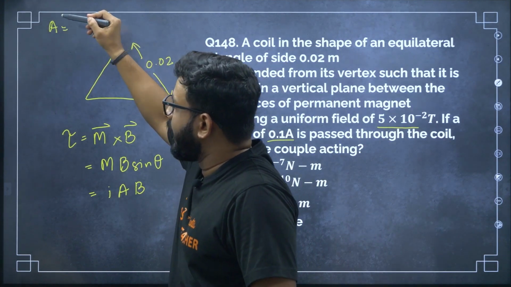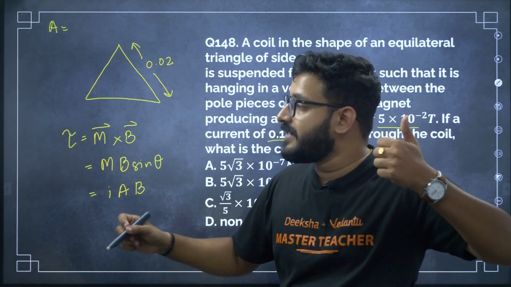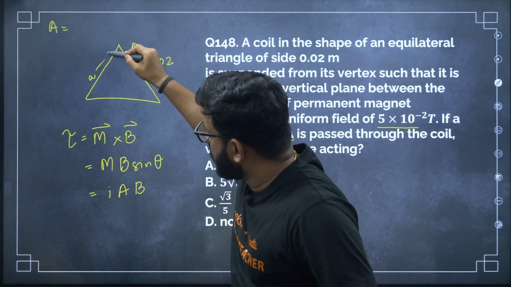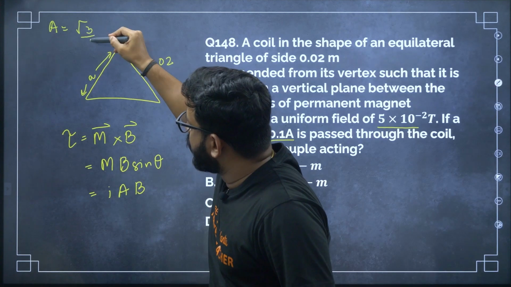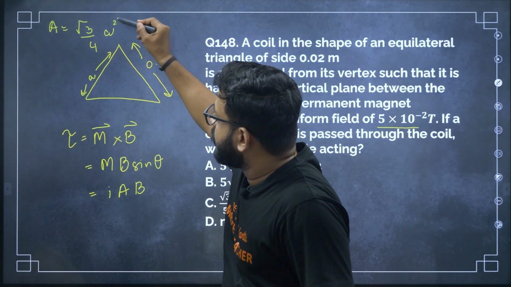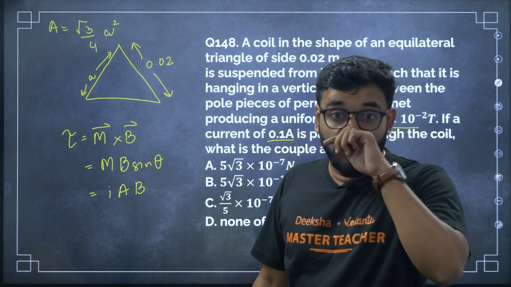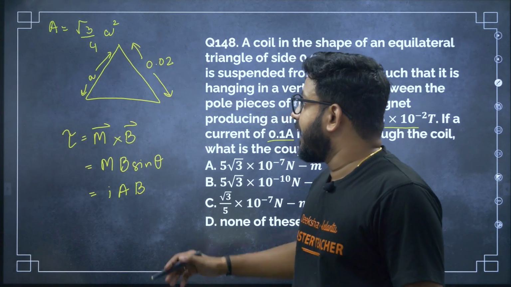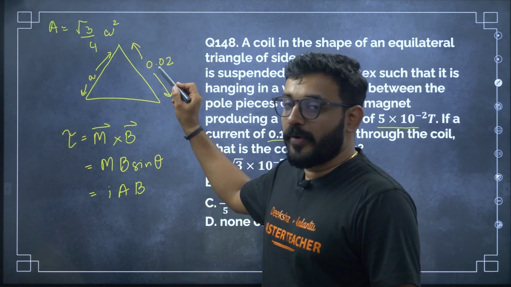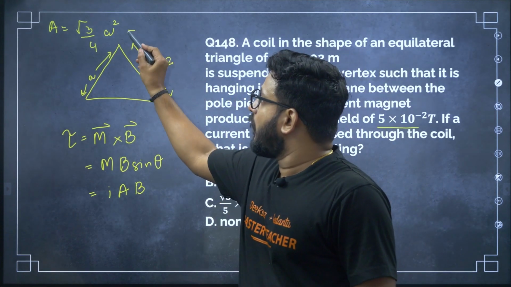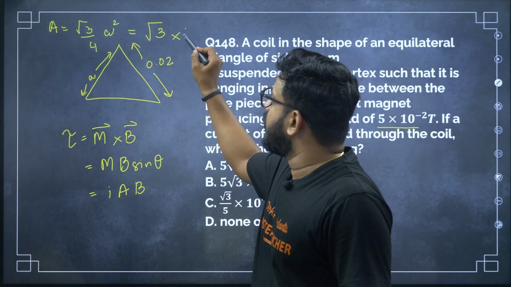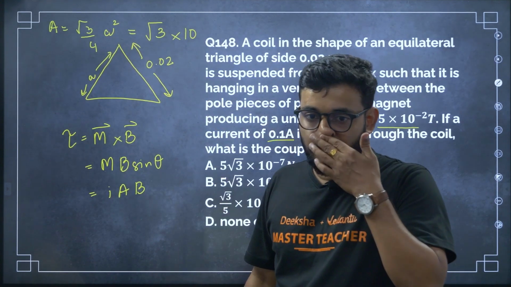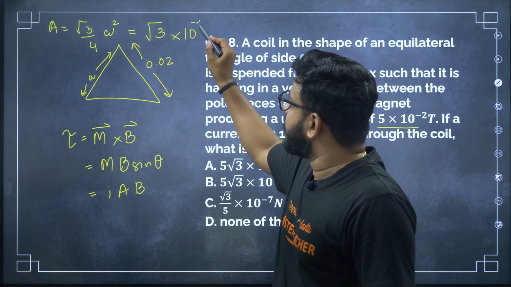Now how do you find A of an equilateral triangle? Area of an equilateral triangle, if the side is a, you can take it as root 3 by 4 into a square. So if a is 0.02, your area will automatically become root 3 into 10 to the power minus 4 meter square.